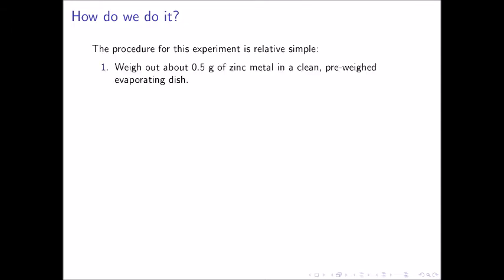The procedure for this experiment is relatively simple. First, we weigh out approximately 0.5 grams of zinc metal in a clean, pre-weighed evaporating dish. Next, we react the zinc metal with approximately 15 milliliters of 6 molar hydrochloric acid. Please be aware that 6 molar hydrochloric acid is a very strong concentration of a strong acid. All care should be made to avoid spilling this on your skin.